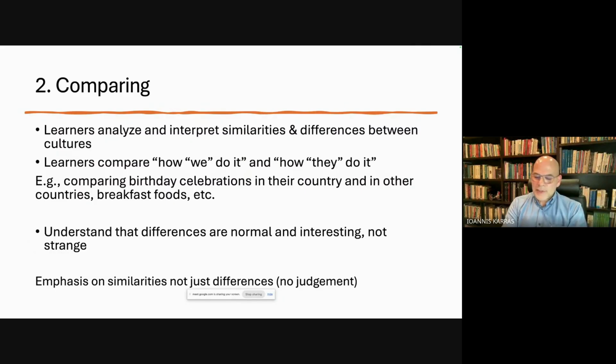I think as teachers, we're often very guilty when we see something that is new to us. For example, something cultural, we might say, oh, that's quite a strange habit, or we might even judge in a more negative way. I think that's something that we should try to avoid. So avoid judgment.